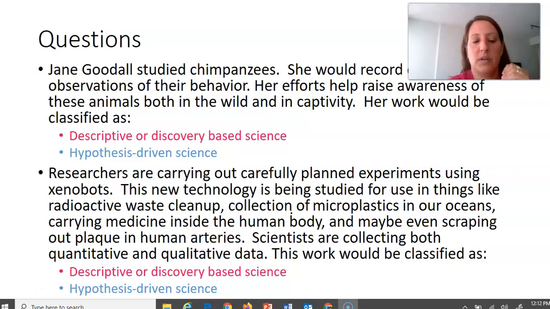How would you classify this work? Is it descriptive or discovery-based science, or is it hypothesis-driven science? I'll give you a second to think about that.